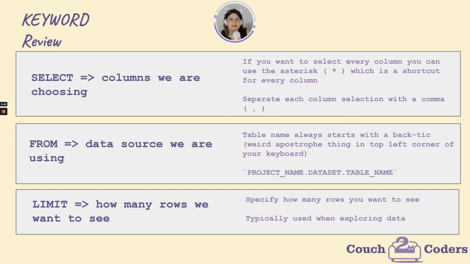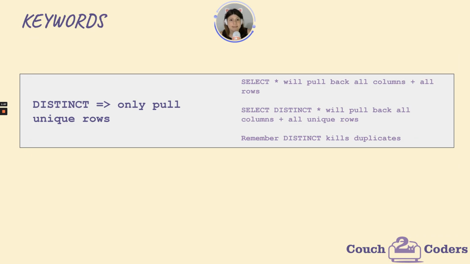So let's just review everything that we've gone over up until this point. We know that select chooses the columns we want from a table. From tells BigQuery what table source, what data source we are using, and limit reduces how many rows we want to see. And we use limit when we're exploring data to make sure we're not wasting a lot of our memory. Previous lesson sequence, we learned about distinct. And the big thing with distinct is it only gives you unique values, and to remember that distinct kills duplicates.